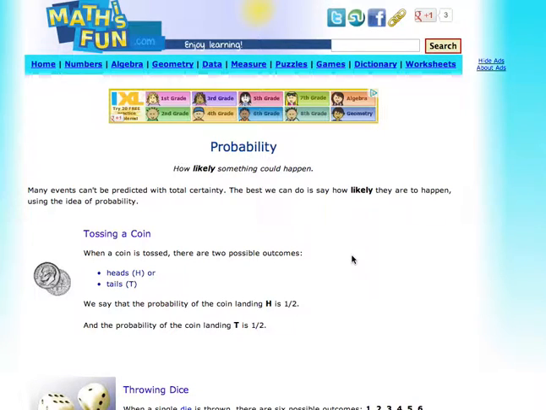This Math is Fun page is to familiarize yourself with some probability words. They're talking about tossing a coin where you can get heads or tails. The probability of getting heads is 1 out of 2 because there are 2 choices on the coin, heads and tails, and the probability of getting a head is 1 because there's only 1 head.